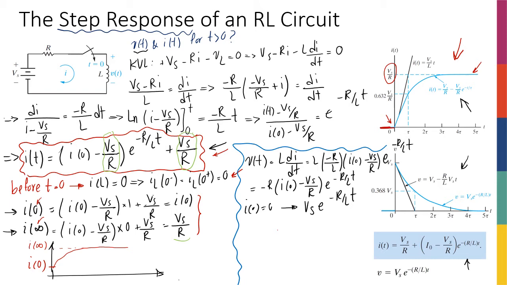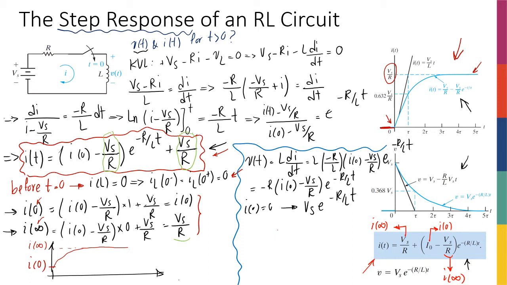So in a sense, the most important conclusion that I could take from this is that I could write the expression for this IT without doing any of the KVLs and KCLs. That's the beauty of it. Why? Because this is really I at infinity. This is I at 0. This is again I at infinity. And then I have e to the power of negative R over L times t.